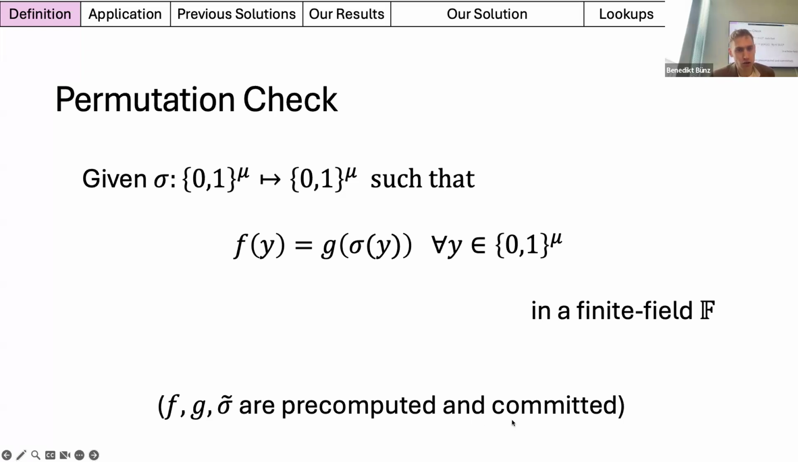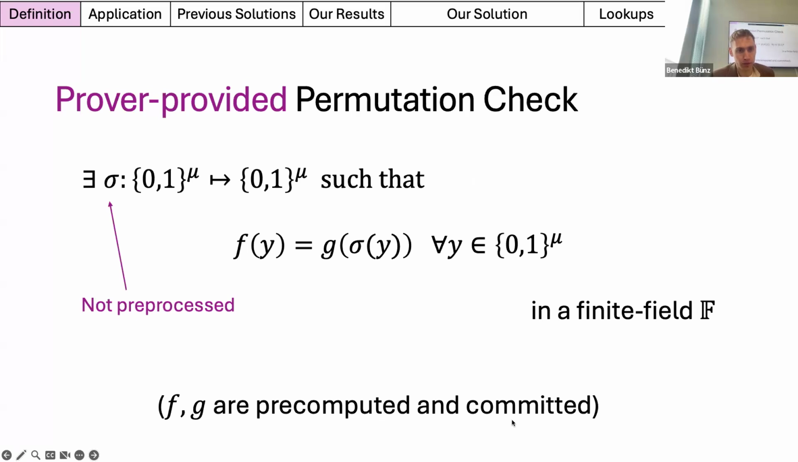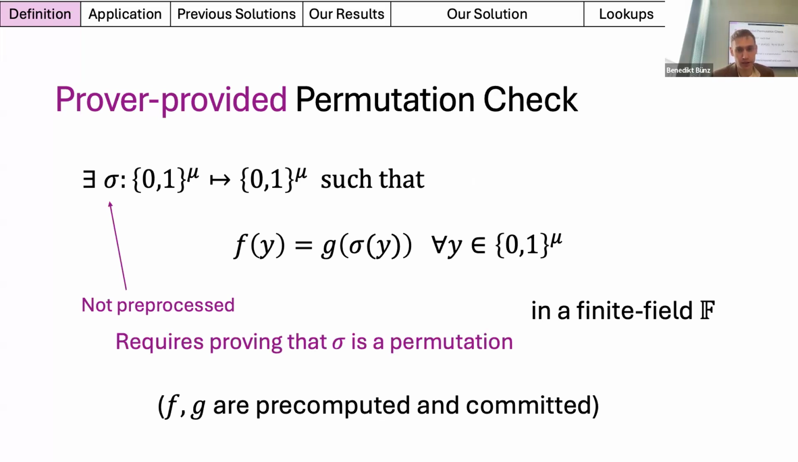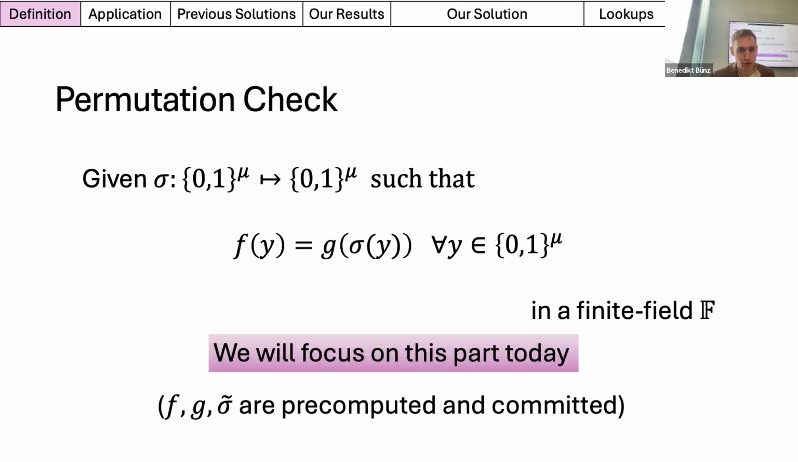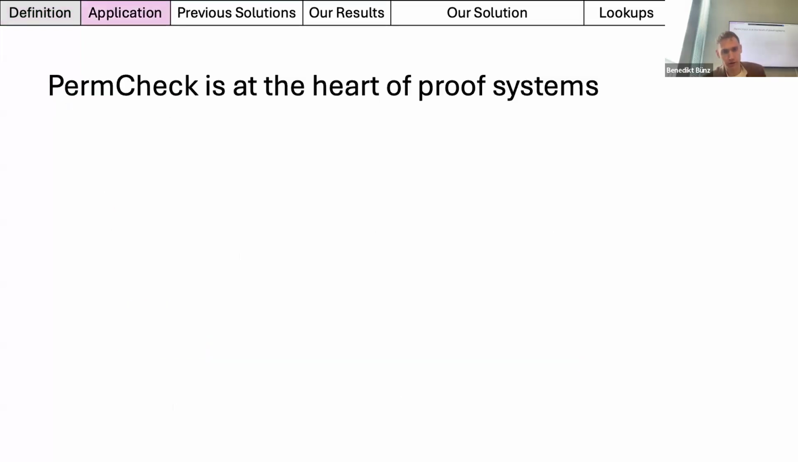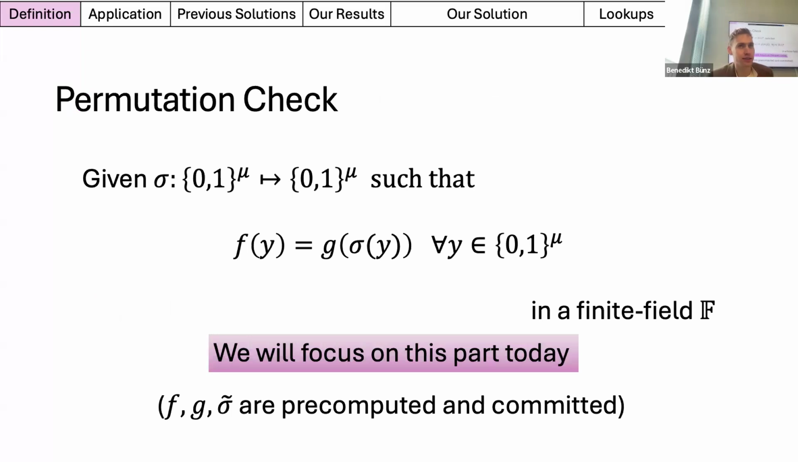Okay. There are also other variants. So for example, there's the prover-provided permutation check where sigma is not pre-processed and the prover proves that it knows a permutation between f and g. These have different applications. But we will focus on the given problem generally today, but it turns out that the same techniques with some additions apply to both settings.